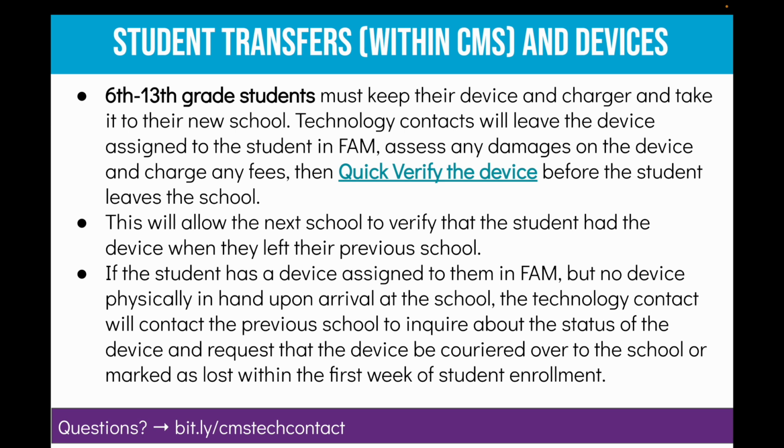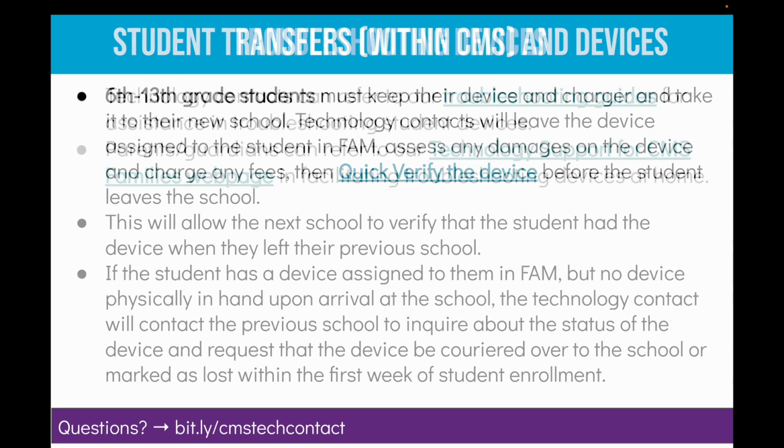Sometimes the student will arrive without a device physically in hand. Technology contacts should check the student's record in FAM to see if the student is issued a device. If the student has been issued a device but has no device in hand, the technology contact should contact the previous school to inquire about the status of the device and request that the device be couriered over to the school. If the device cannot be traced, technology contacts should mark the device as lost within the first week of the student enrolling at the new school.